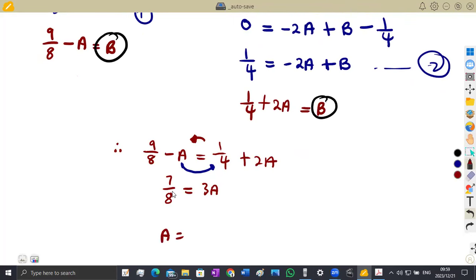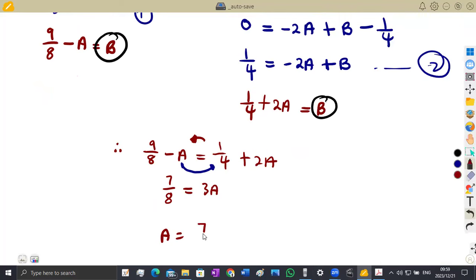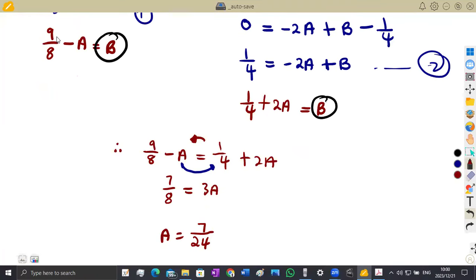So that will be 7 over 8 divided by 3. So that 7 over 8 that we had here, I'm just going to divide by 3. That will be 7 over 24. So A is 7 over 24. Okay, that's our A. So to find B, we're just going to substitute on any of these equations. Remember, we've got two equations here. So we're going to substitute any of these. B is equal to 9 over 8 minus A or 1 over 4 plus 2A.